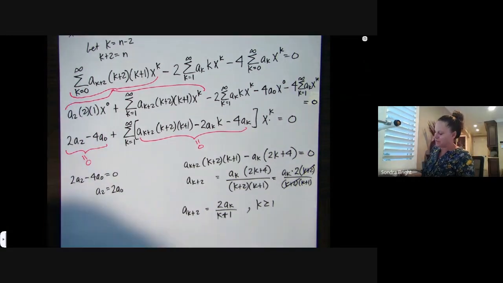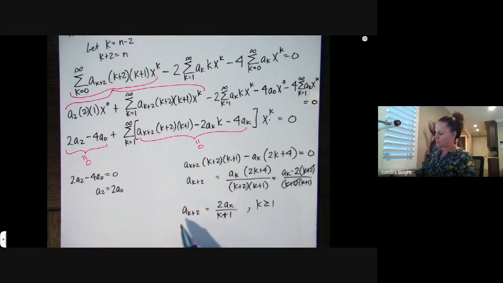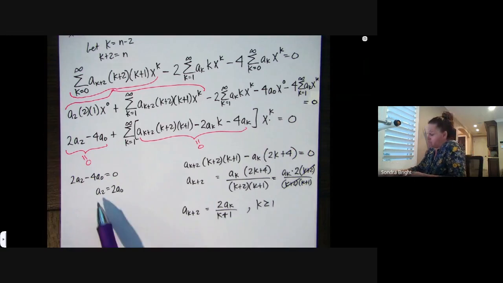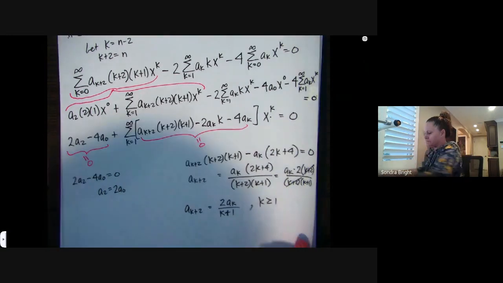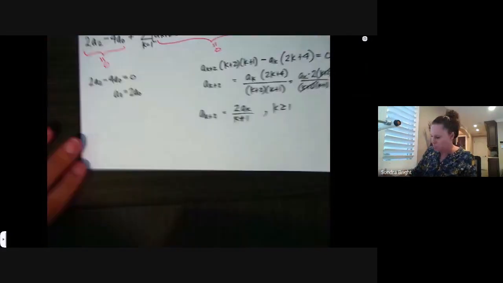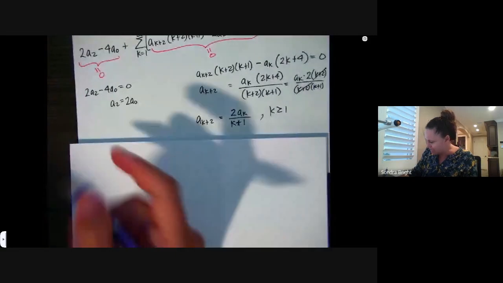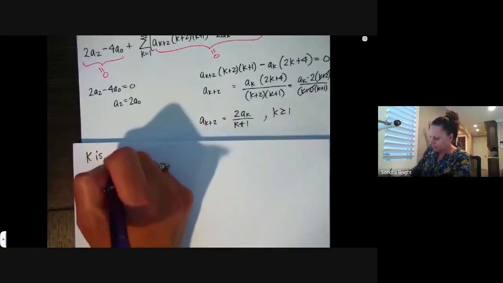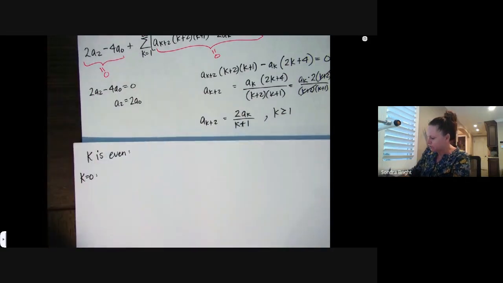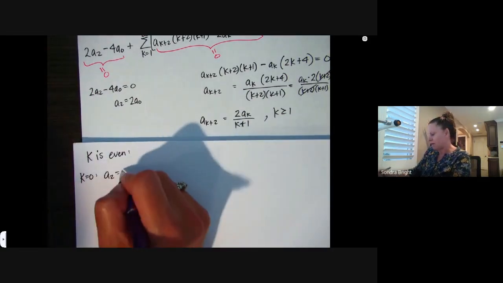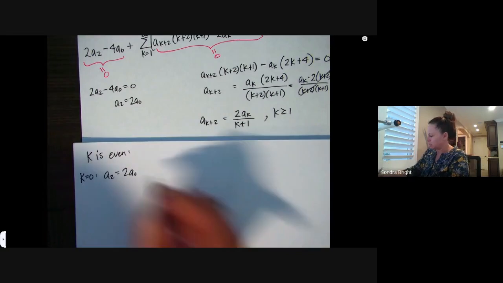And you can see, even if you plugged in when k is 0, it fits this pattern. A2 is equal to 2a naught over 1, which gives you this guy too. So, all right, so we're going to split this out into the evens and the odds. Now, when k is even, so when k is 0, right? You would have A2 is equal to 2A naught. Plug in the 0, it totally works.